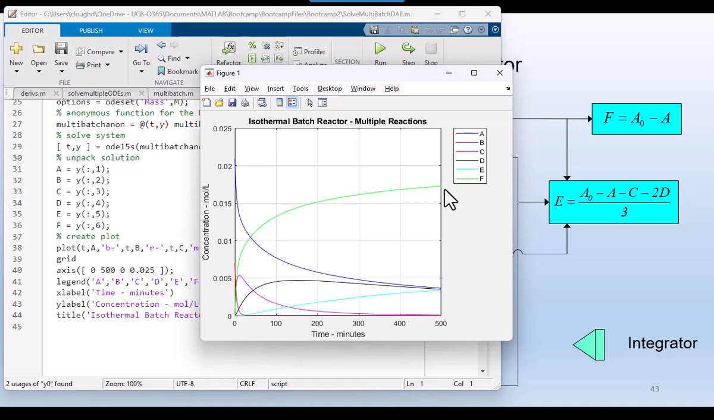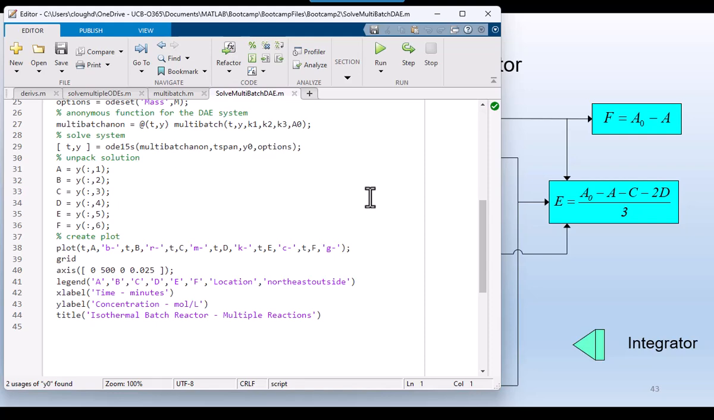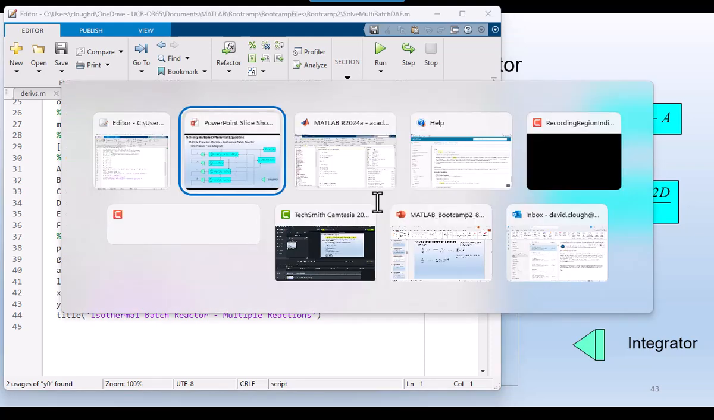So this is a good example of taking it a little bit further, all right, and solving it as a DAE. So let's come back to our slides and summarize that, and then we're going to move on and take a look at a different type of differential equation with what we call split boundary value characteristics. So let's come back to our slides.